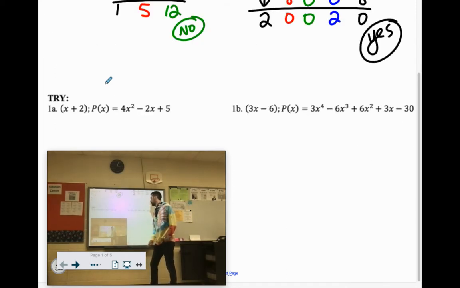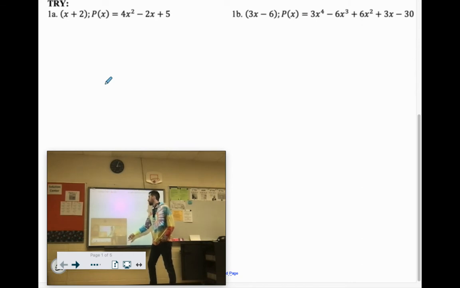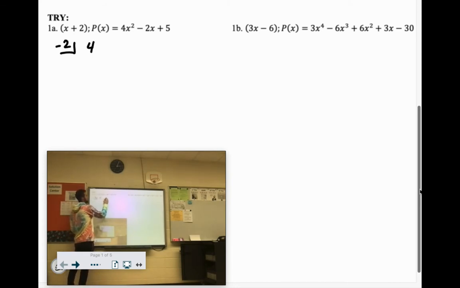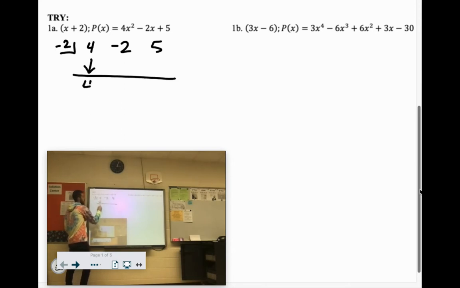So we got 2 more to try here. These ones are in theory for you to try if you're in class. X plus 2, so we'll do negative 2. 4x to the 2nd, negative 2x, positive 5. Negative 2 times 4 is negative 8. This gives us negative 10 times negative 2 is positive 20. So this would give us 25. Nope.